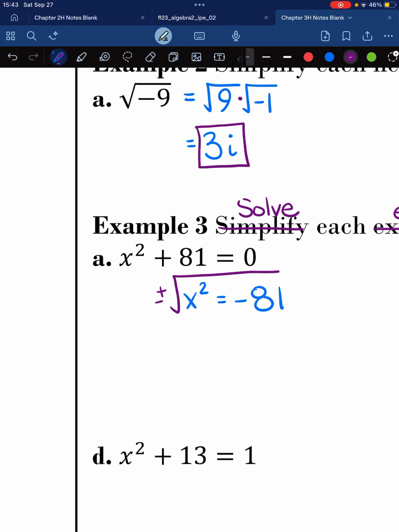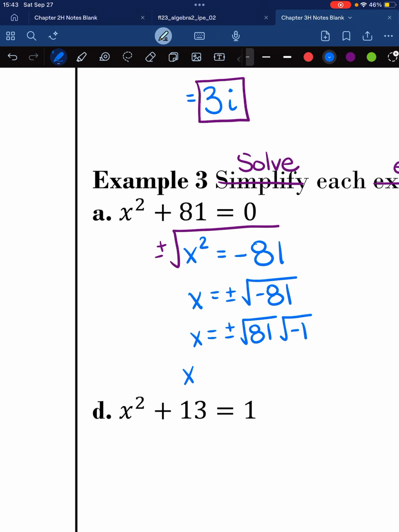I can take the positive and negative square root of both sides. I can go ahead and split this into its perfect square real part and its imaginary unit. And then I can simplify that. Positive or negative 9i. And notice that this communicates two different solutions. The two solutions to this quadratic are positive 9i and negative 9i.